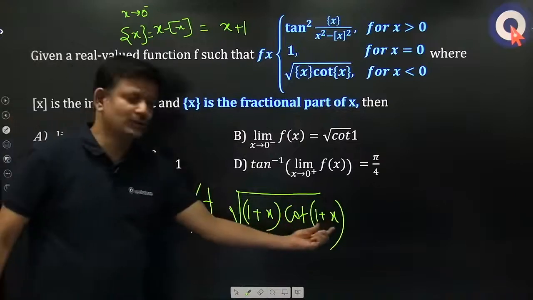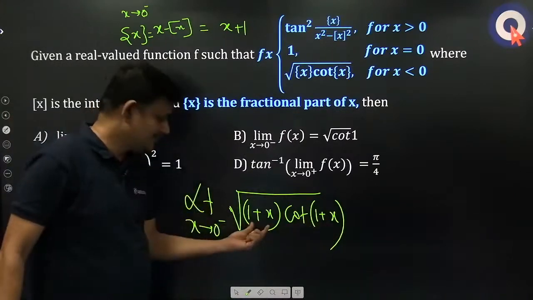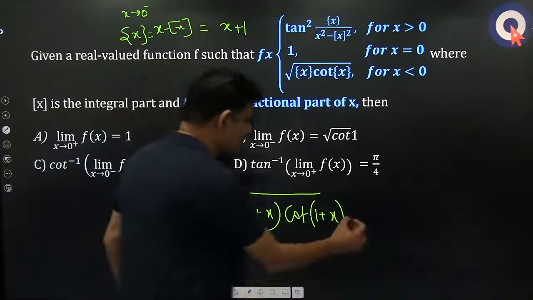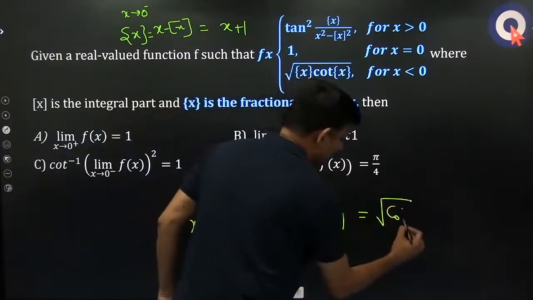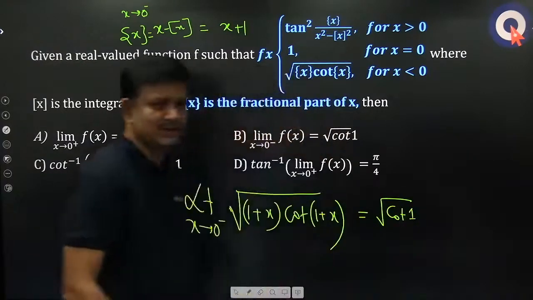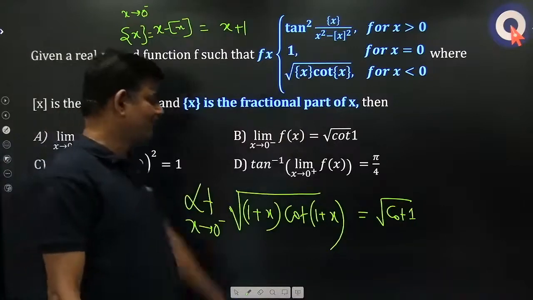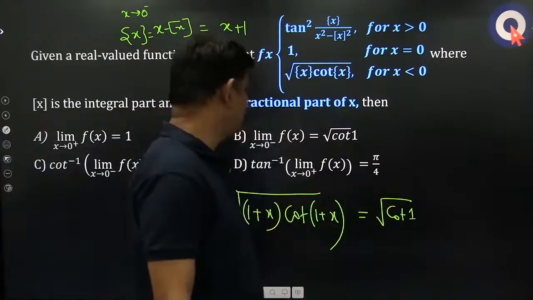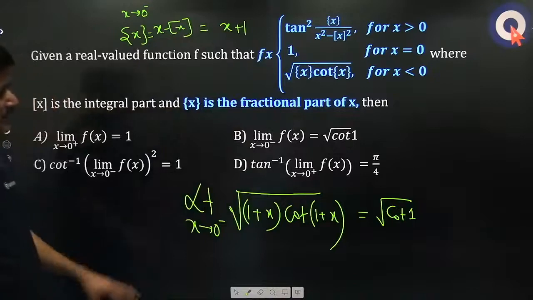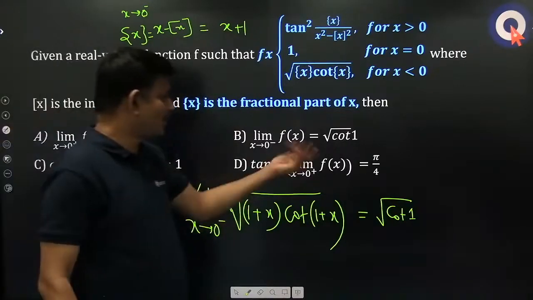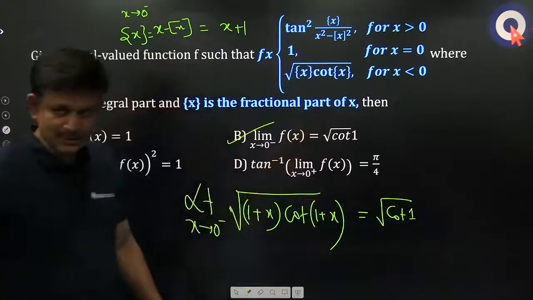X is tending to 0, तो ये कितना? 1. This is also 1. So this is root cot 1. Cot 1, is it positive or negative? Absolutely positive. 1 radian is about 53 something, which is acute angle. Cot is positive, so root is properly defined. So this is your option.